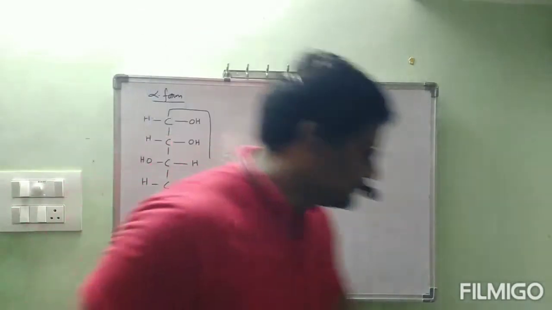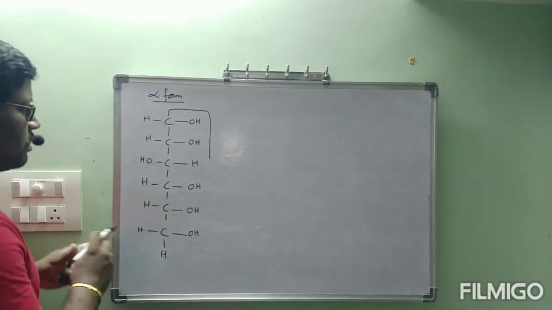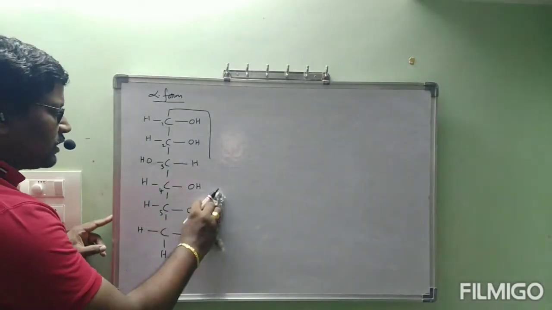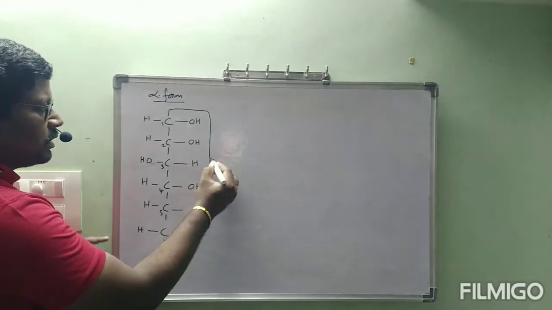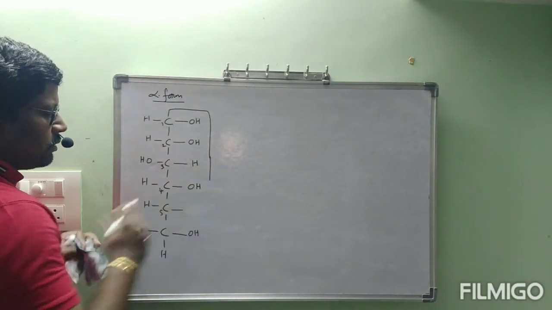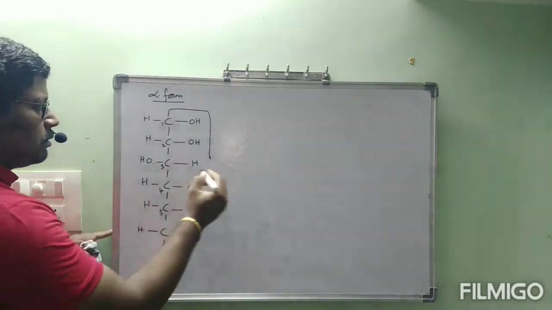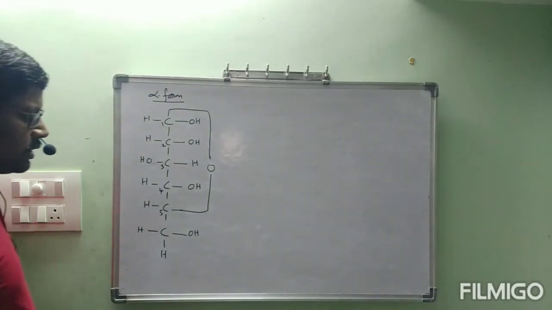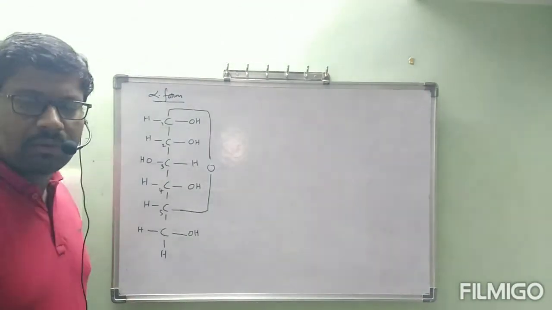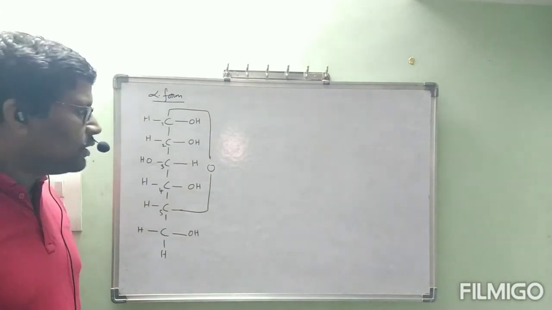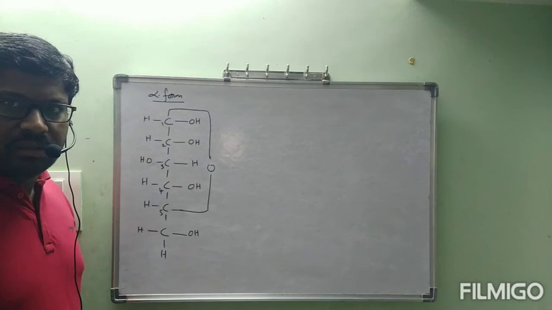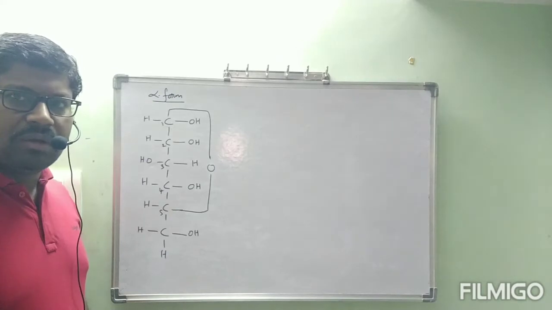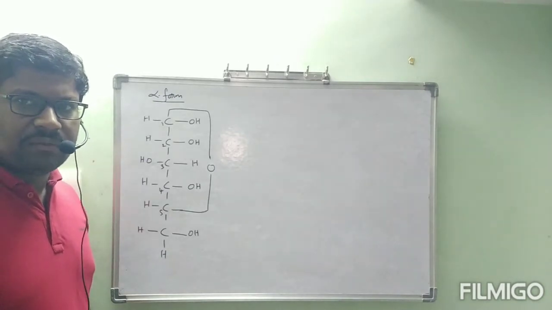Coming to the fifth carbon, this is 1, 2, 3, 4, 5. The fifth carbon does not contain OH. Now that is going to be like this. Okay, this is the Fischer projection of the alpha form. Now this can be written as a Haworth structure, a Haworth projection. Both representations are actually the same. Same molecule, different scientists represented it in different ways.